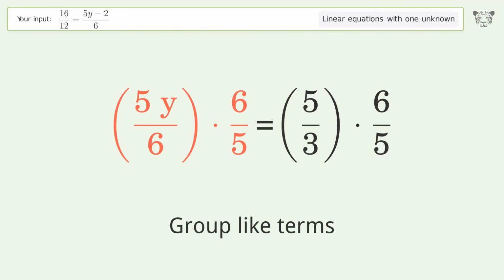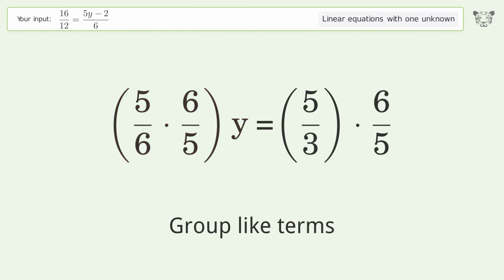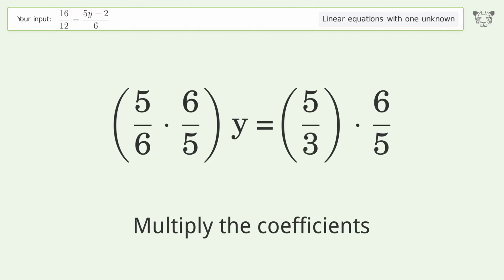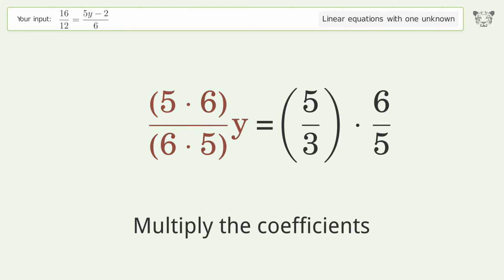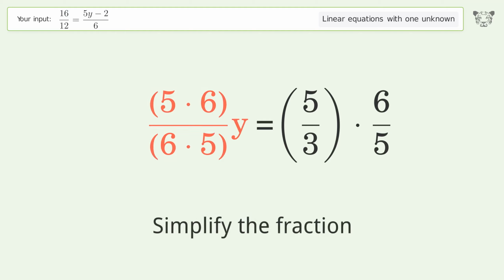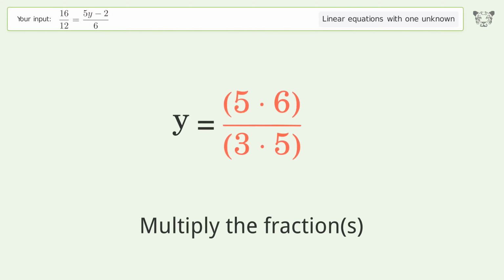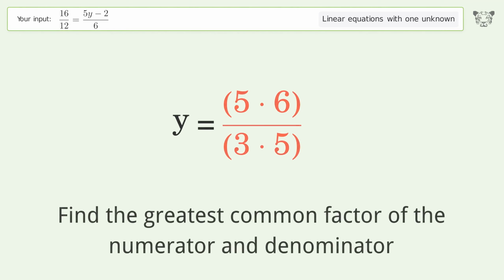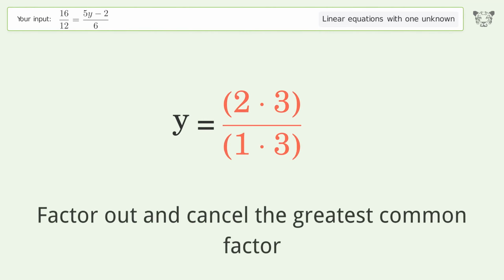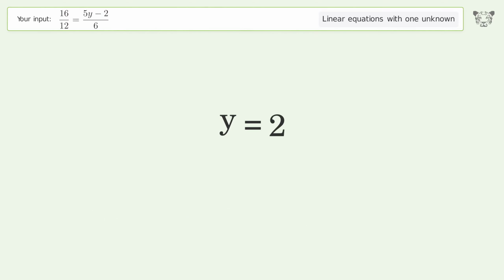Group like terms. Multiply the coefficients. Simplify the fraction. Multiply the fractions. Find the greatest common factor of the numerator and denominator. Factor out and cancel the greatest common factor. And so the final result is y equals 2.